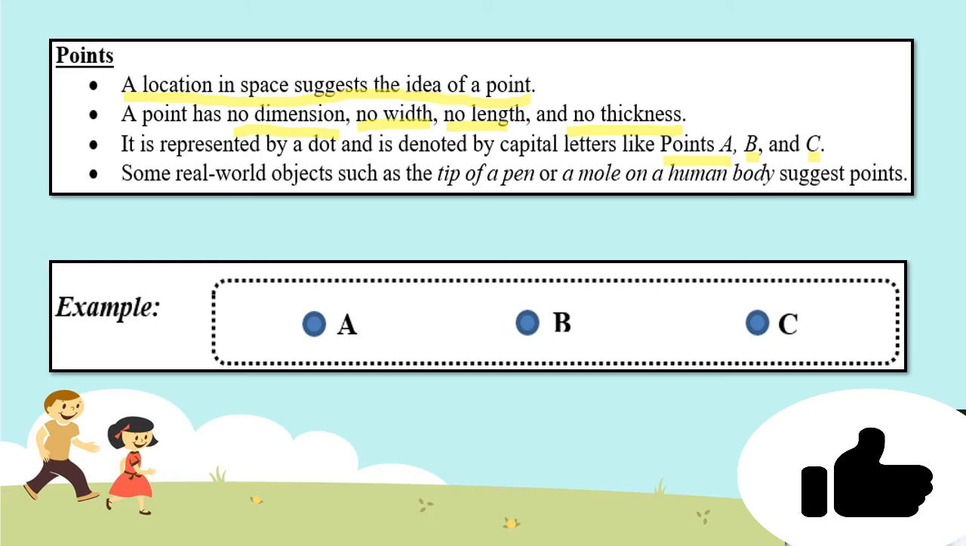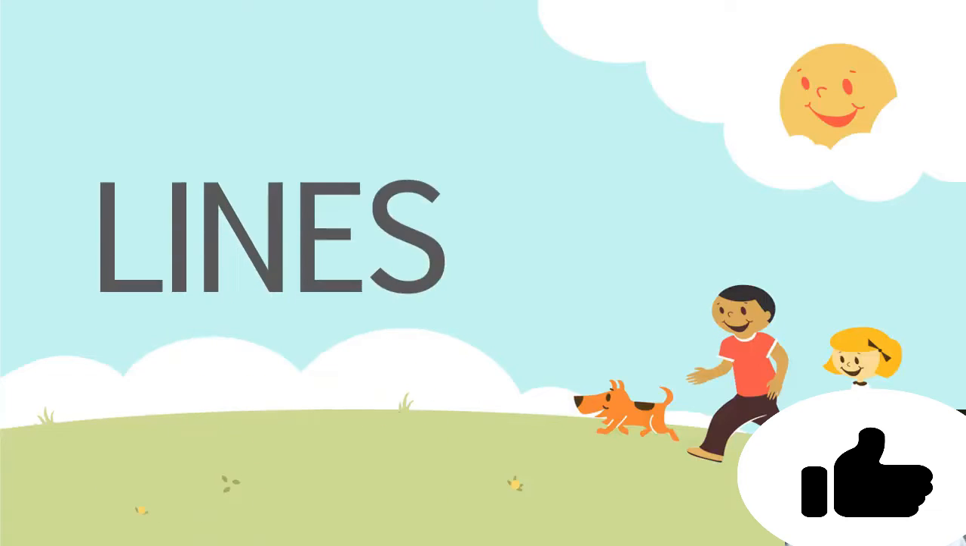Example: this is point A, and this is point B, and point C, found in a plane. That's an example of a point. Now let's go to lines.